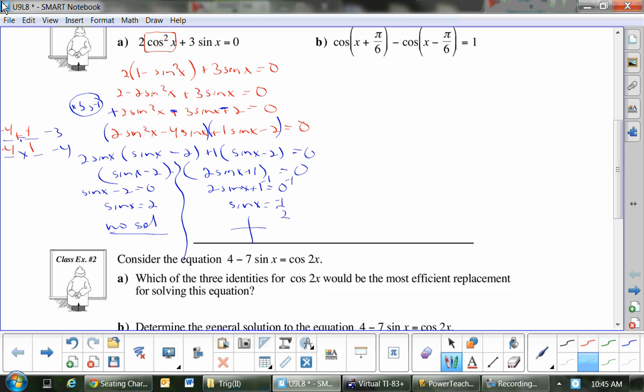Which quadrants? 3 and 4. And what is the reference angle for 1/2? Pi over 6. Okay, so the answer would be pi plus pi over 6, so 7 pi over 6, and 11 pi over 6.